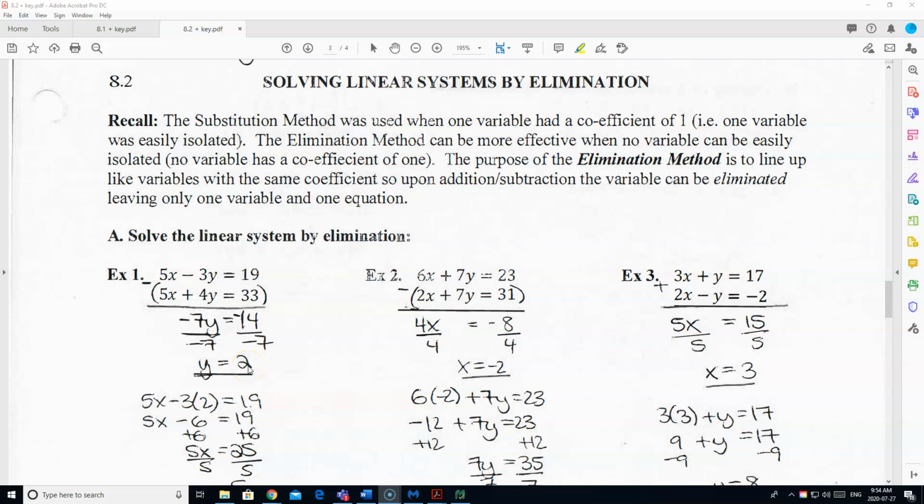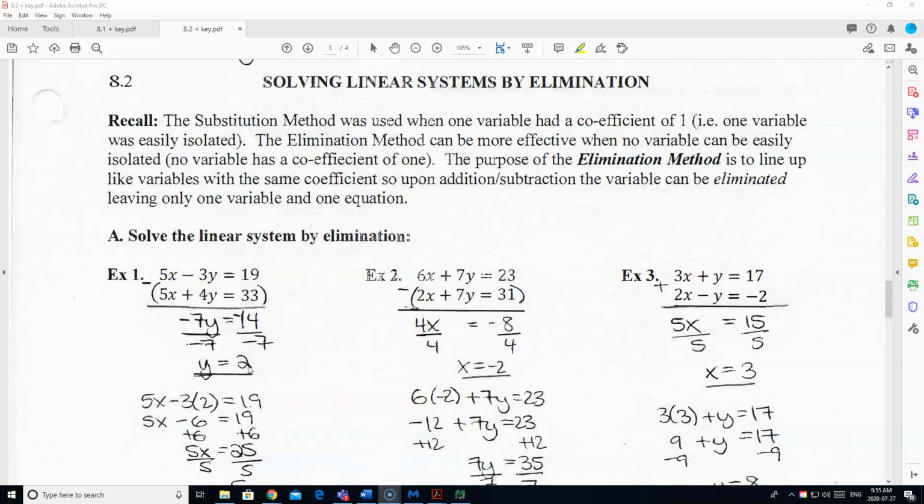Section 8.2, solving linear systems by elimination. In the previous section, we quickly did the substitution method, solving algebraically through substitution. And now what we're going to do is solve algebraically through elimination.